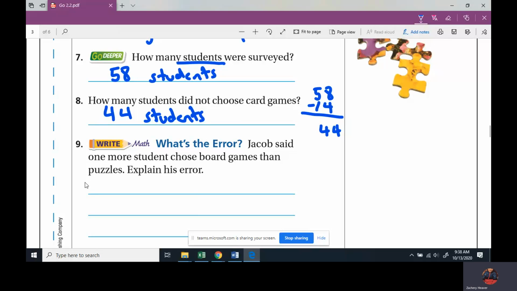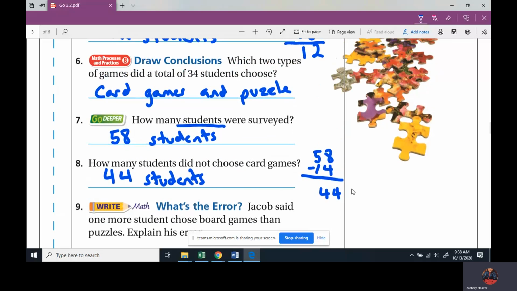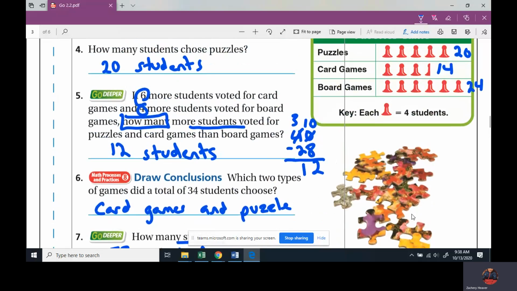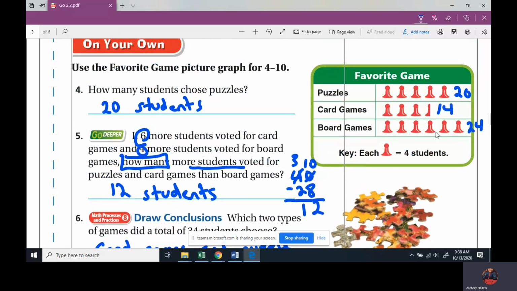All right, Jack. Jacob said one more student chose board games than puzzles. Explain his error. It's really 4 students, but what did he think? Why would he think that one more student chose board games over puzzle pieces?